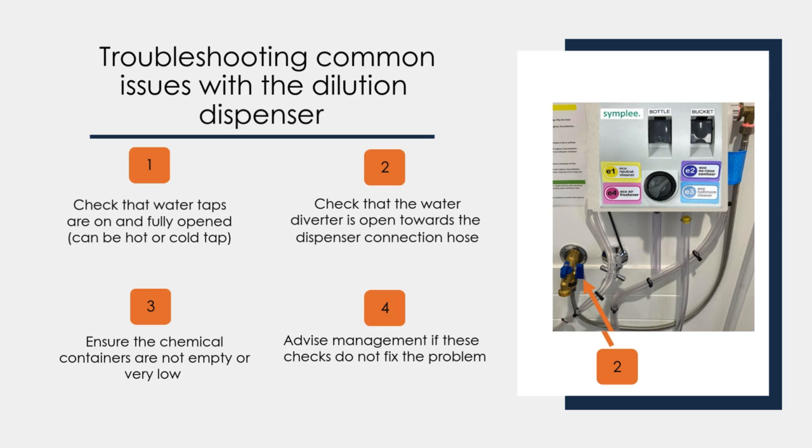Thirdly, check the chemical containers are not empty or very low. If they require changing, please proceed to do so. If all of these steps have not resolved the issue, please ensure that you advise management that you've performed these checks and that it has not fixed the problem.